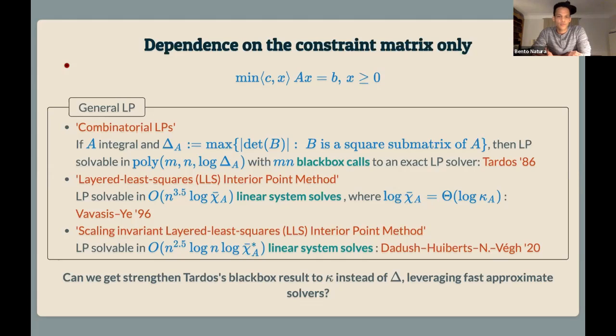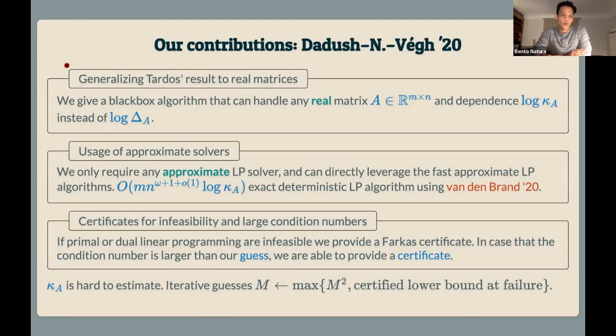So now the question is really, can we strengthen Tadeusz's framework so that it depends on kappa instead of delta, and that it only uses approximate solvers, because these fast solvers that we saw are only approximate and not exact? And this is our contribution. For one, we generalize Tadeusz's result to not only kappa, but we are now also able to handle real matrices A. At a crucial point, Tadeusz requires that A is integral, so we extend this result. Furthermore, we only rely on approximate solvers instead of exact solvers. And if you are interested in a deterministic algorithm, then we can plug in Van den Brand's algorithm so that our algorithm runs in mn to the omega log kappa time.